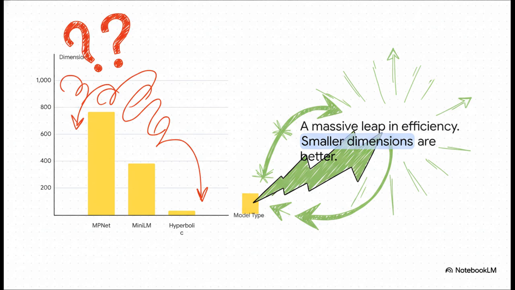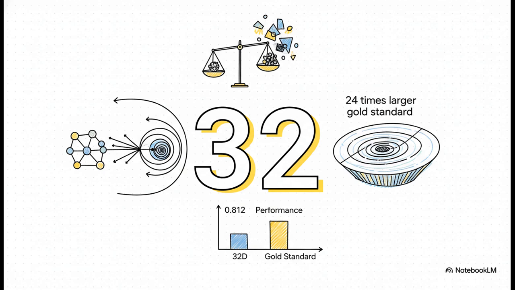I mean, this chart just says it all, doesn't it? Look at those huge bars on the left. That's the computational cost of the old way. And then look at the tiny little slivers on the right for the hyperbolic model. It's not just a little better, it's in a completely different ballpark. But this is the number that should really make your jaw drop. They made a model with just 32 dimensions, and it scored 0.812. That means a model that is 24 times smaller than the best one out there is performing almost identically. I mean, that's just unheard of.